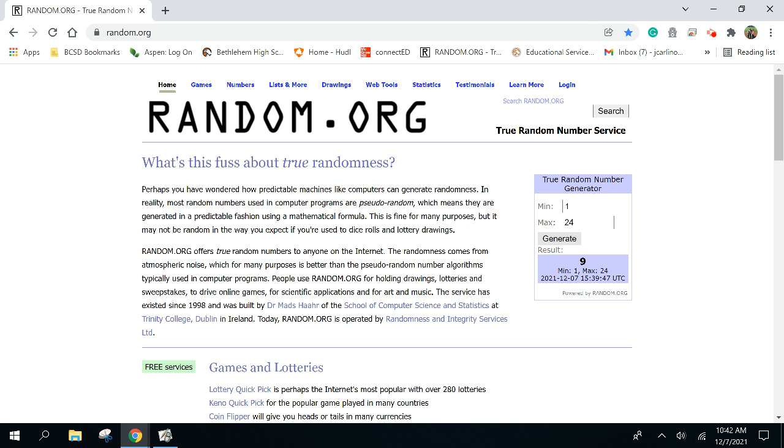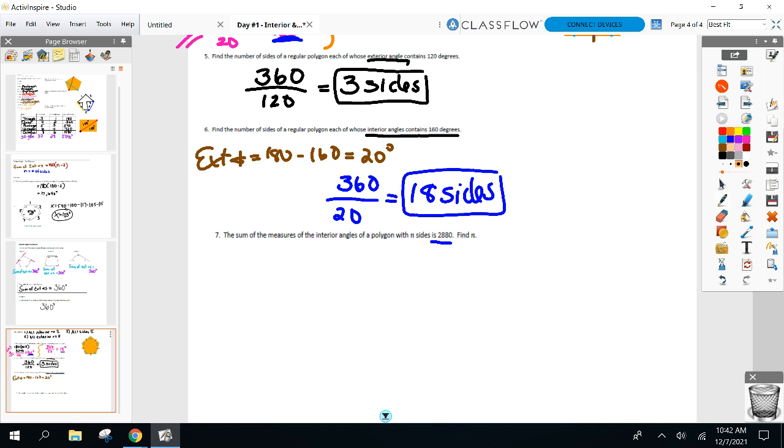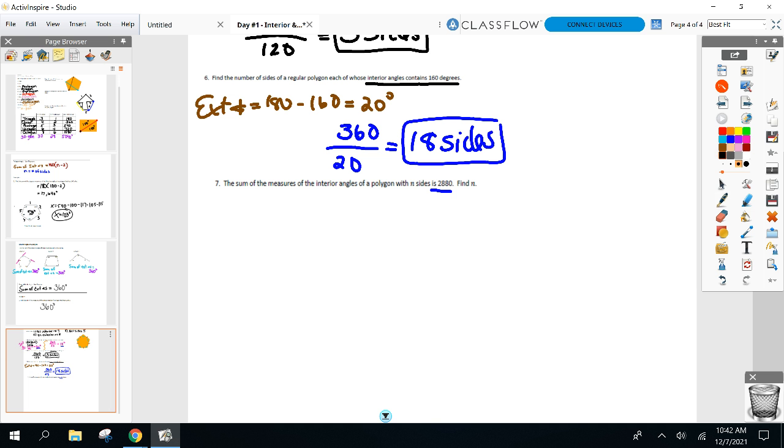Okay, let's go over this because I see a handful of us that are not picking this up, which is fine. The sum of the measures of the interior angles of a polygon. I gave you a formula for that at the beginning of class. What was that formula? 180 times (n minus 2). And now what's this formula equal to? That's the sum of the interior angles, which is equal to 2,880. And I'm being serious about this because I see crazy things every year when I do this problem. How do you solve that for n?